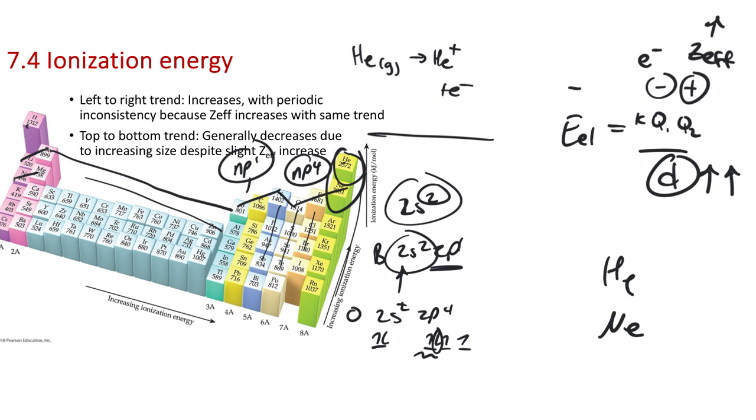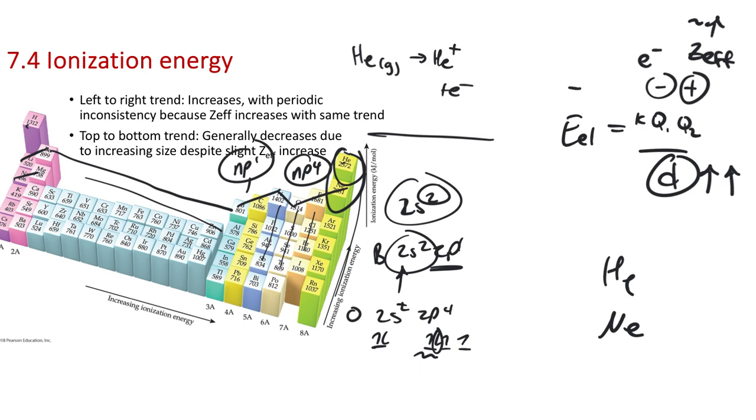So the size trend's a big trend. As you go from top to bottom, the atoms are really becoming quite a bit bigger, but the effective charge increase is not as marked as the increase in size. And so if you think of the increase in size, if I take a negative electron and put it further away from the nucleus, that weakens the attractive force.